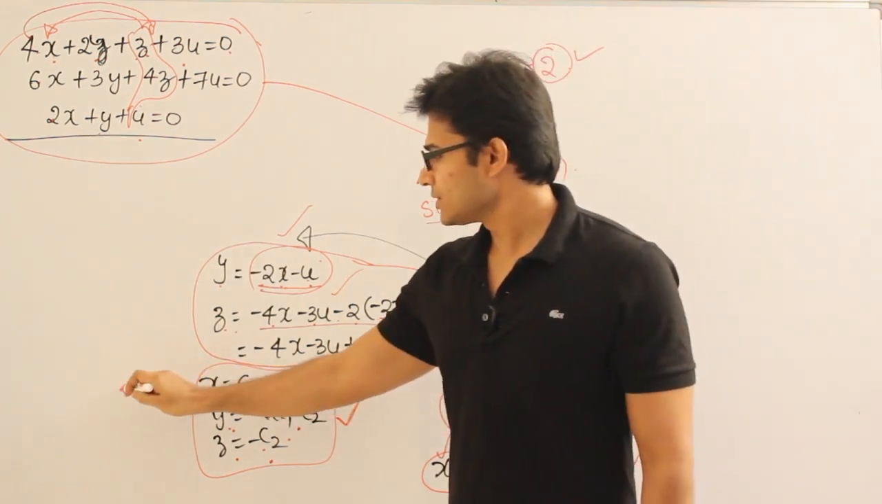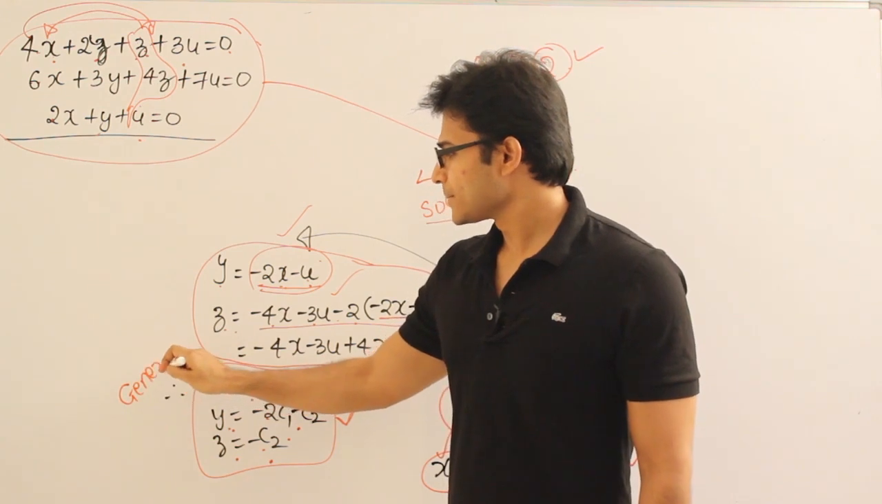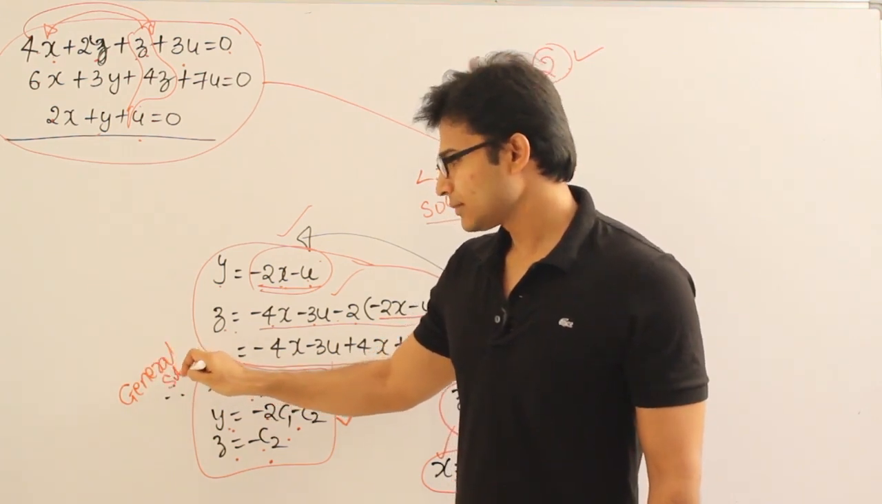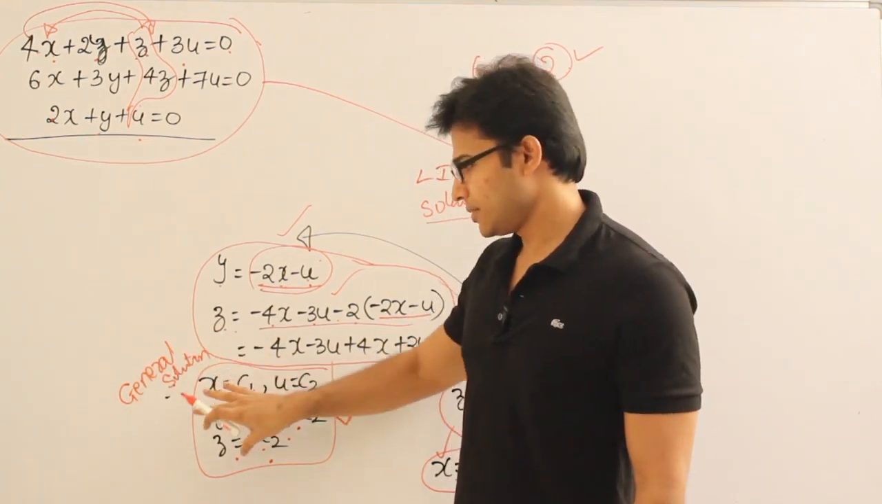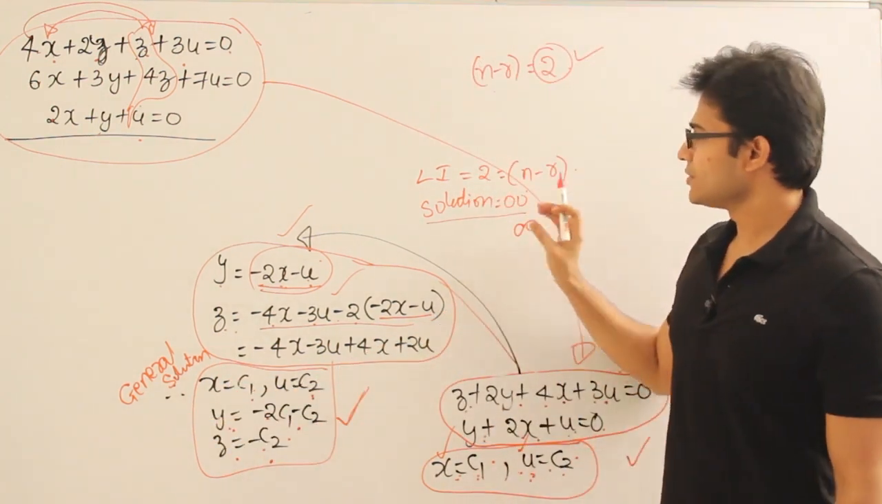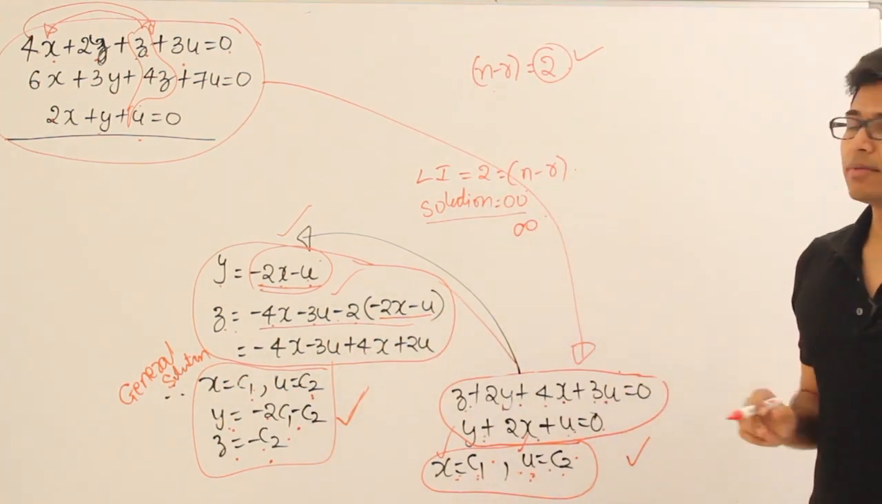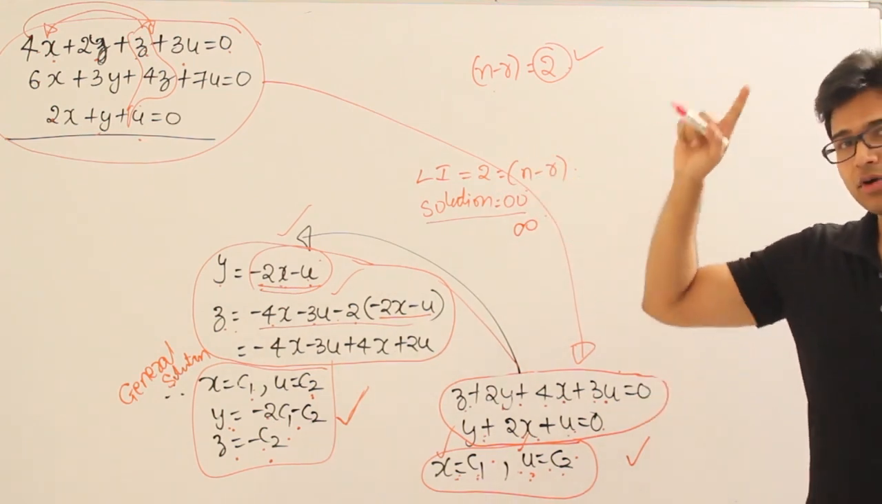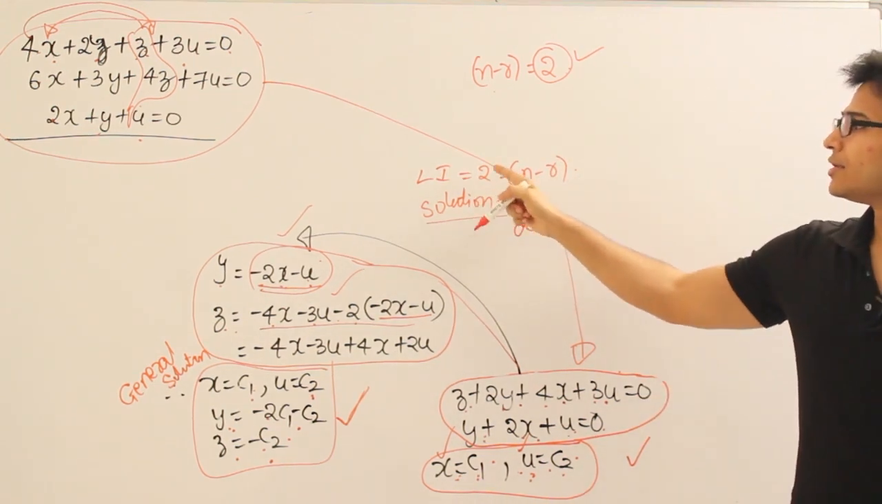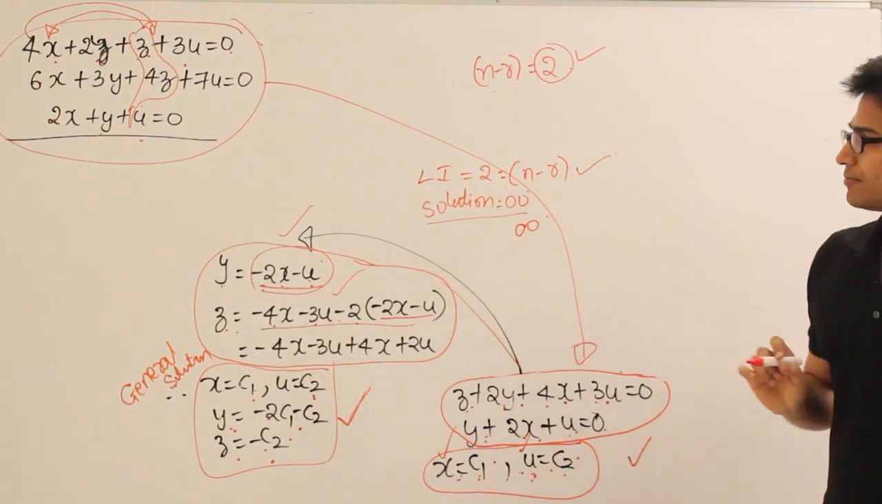This is called the general solution. The general solution is what we obtained here, but the total number of solutions is infinite. Number of linearly independent solutions: what is linear independence? We already discussed it. The number of linearly independent solutions is 2.